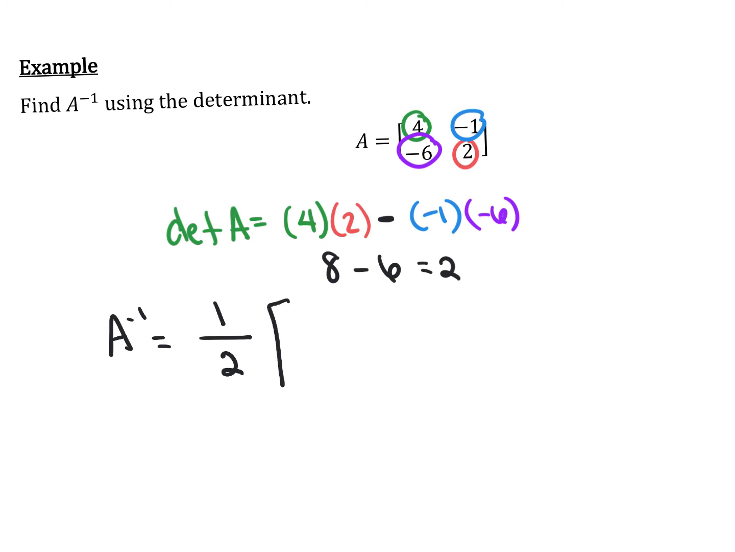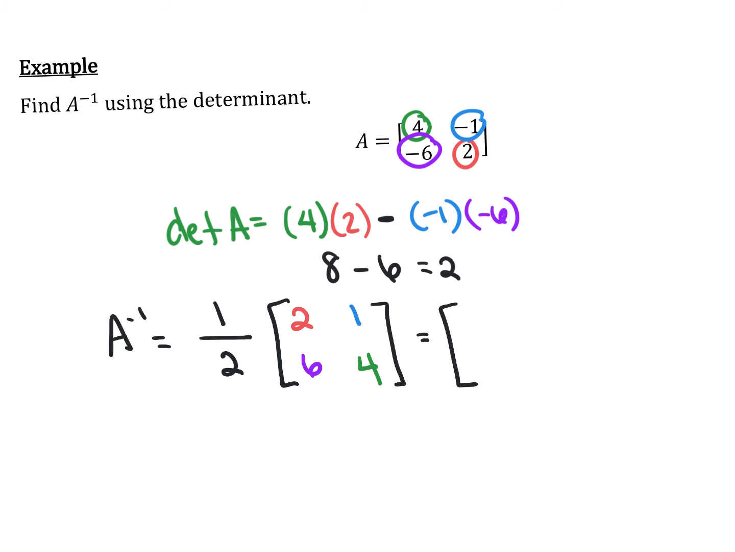And when you rewrite your matrix, you need to flip A and D, or what we call the extremes. So this is going to be 2 moves here and 4 moves here. And you negate what we call our means, or B and C. So you're going to negate negative 1, and it becomes a positive 1. You negate negative 6, it becomes a positive 6. And now you just multiply by that 1/2, like a scalar.